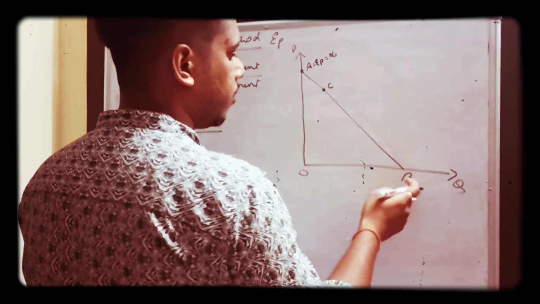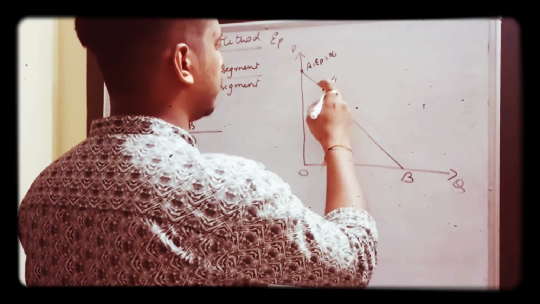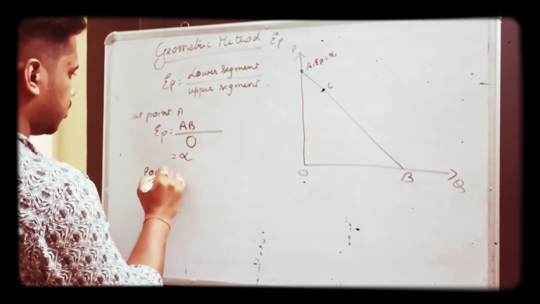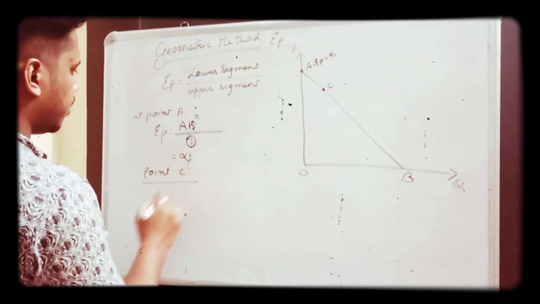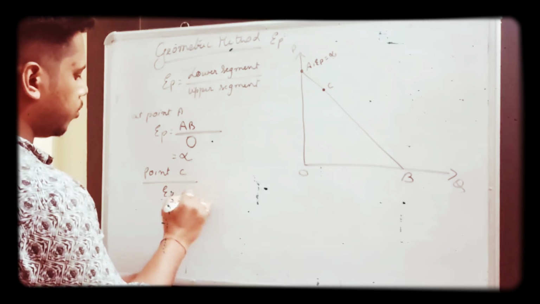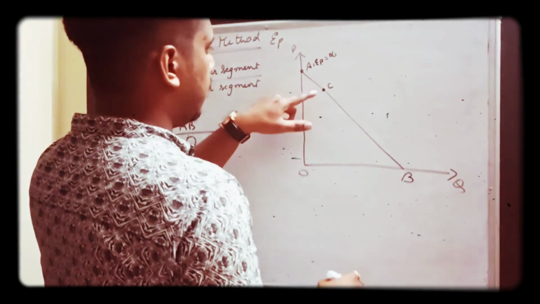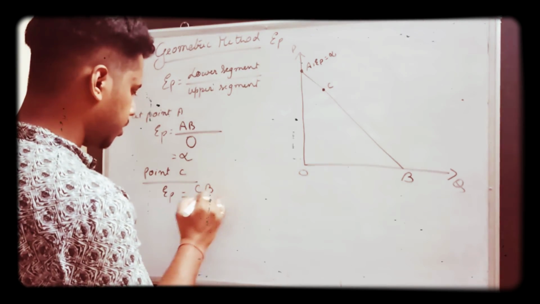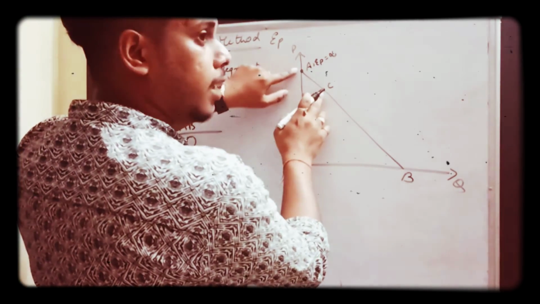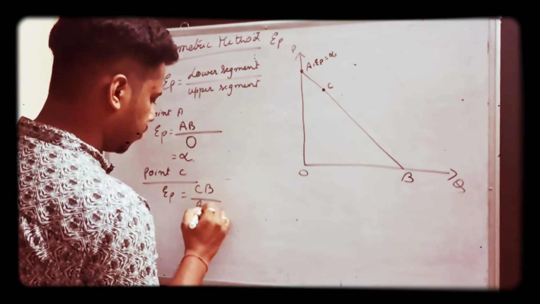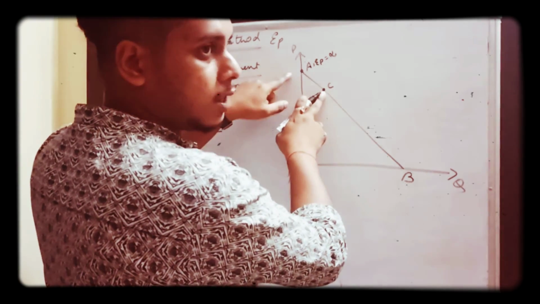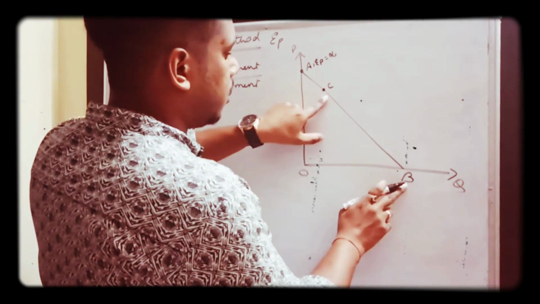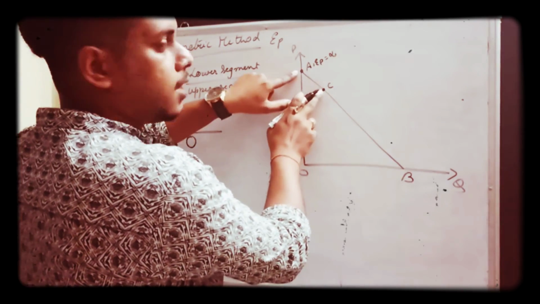Then let us come down to this point C. We have already used B over here, so we will consider point C. At point C, EP equals lower segment by upper segment. Lower segment is CB, and upper segment is AC. For this point you have the upper segment. For the previous point you did not have an upper segment.